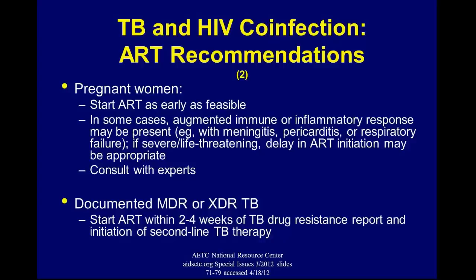For documented MDR and XDR TB, again, this is the time you would only wait 2 to 4 weeks maximum, because with XDR, MDR, you want to make sure that the HIV is under control as soon as possible, because we are in for a long haul. These patients are going to be treated a minimum of 18 months, 24 months, or longer. Okay, so it's a minimum of 2 years of treatment.